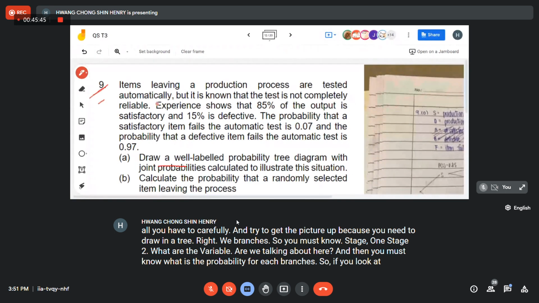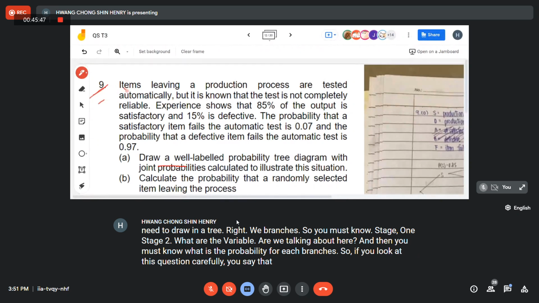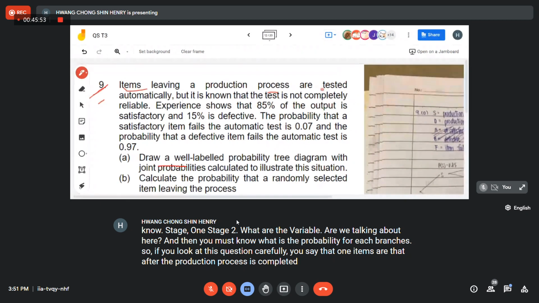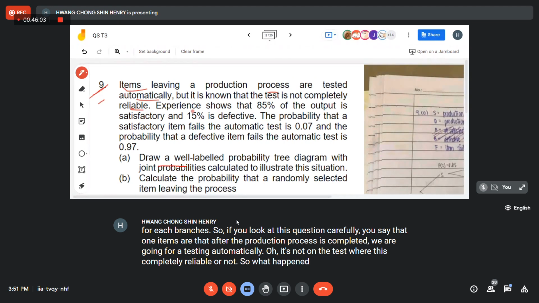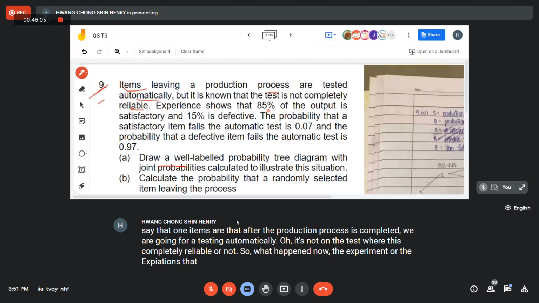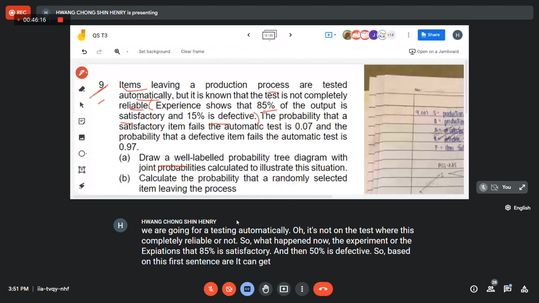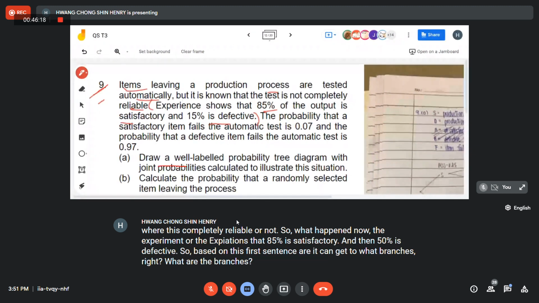If you look at this question carefully, it says that after the production process is completed, the items go for testing automatically. But it's not known whether the test is completely reliable or not. The experience shows that 85% is satisfactory, and then 15% is defective. So based on this first sentence, you can get two branches, right? What are the branches? Satisfactory and defective.